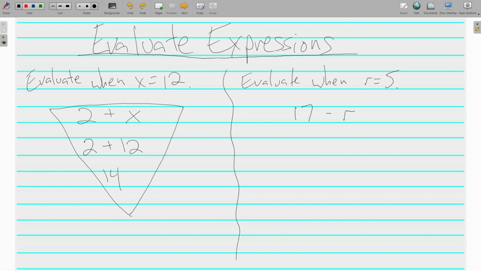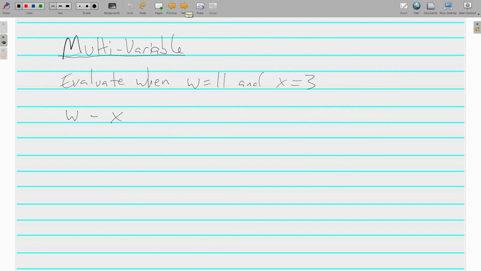Okay, over here on the right, evaluate when r is equal to 5. So 17 minus 5 is 12. No big deal. Evaluating expressions, just a beginning of variable stuff. Okay, I've got a few different kinds of expressions that we're going to look at in this video.